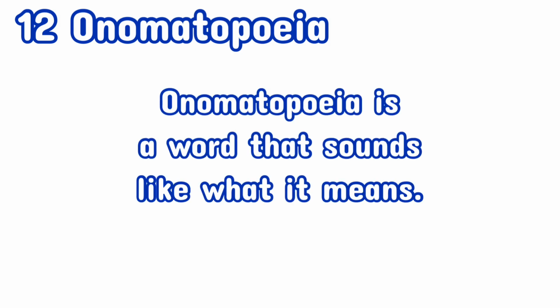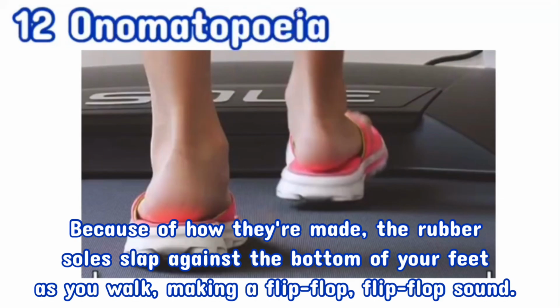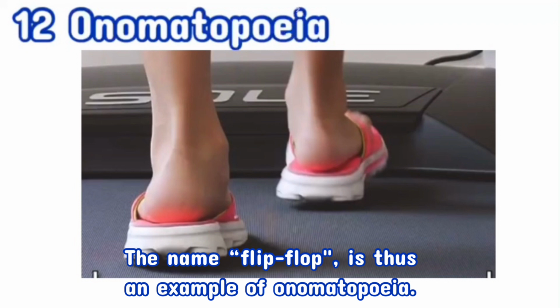Number 12. Onomatopoeia. Onomatopoeia is a word that sounds like what it means. Example. Because of how they're made, the rubber soles slap against the bottom of your feet as you walk, making a flip-flop sound. The name flip-flop is thus an example of onomatopoeia.